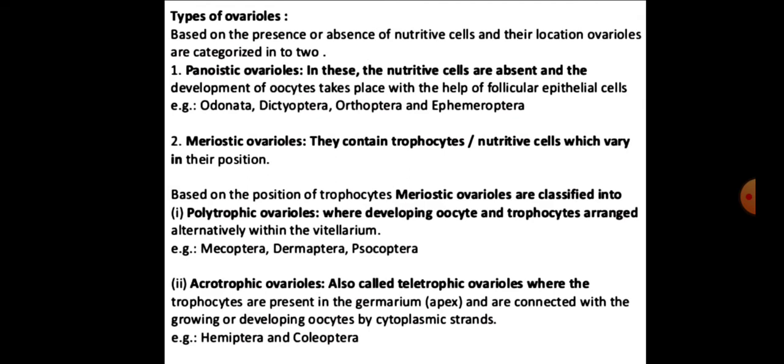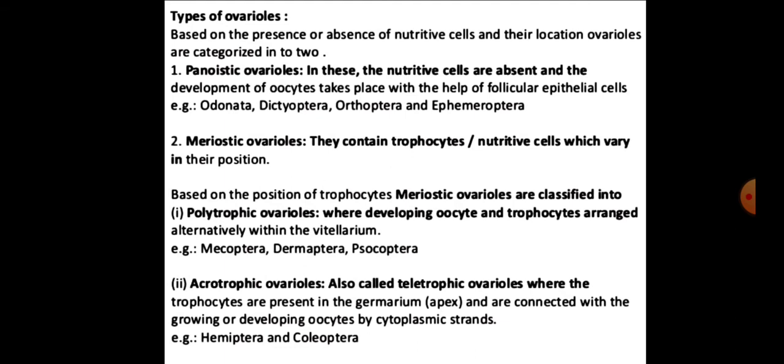First, polytrophic ovarioles, where the developing oocyte and trophocytes are arranged alternately within the vitellarium. Example: Mecoptera, Dermaptera and Psocoptera. Second type is acrotrophic ovariole, also called telotrophic ovarioles, where the trophocytes are present in the germarium, that is the apex, and are connected with the growing or developing oocytes by cytoplasmic strands.